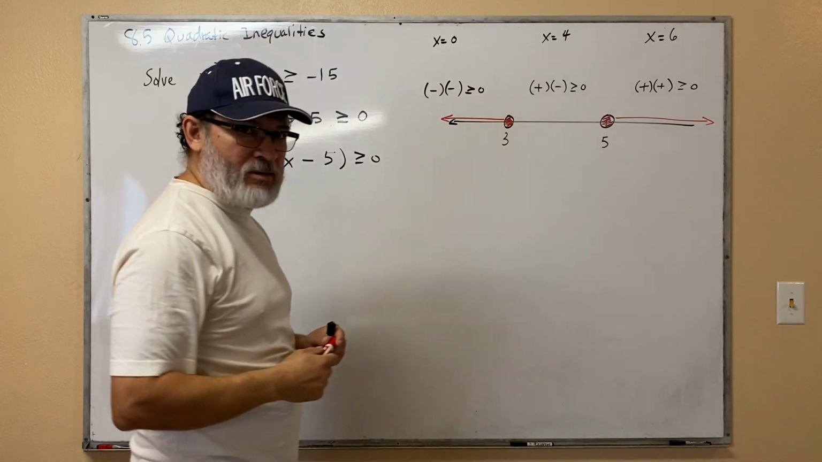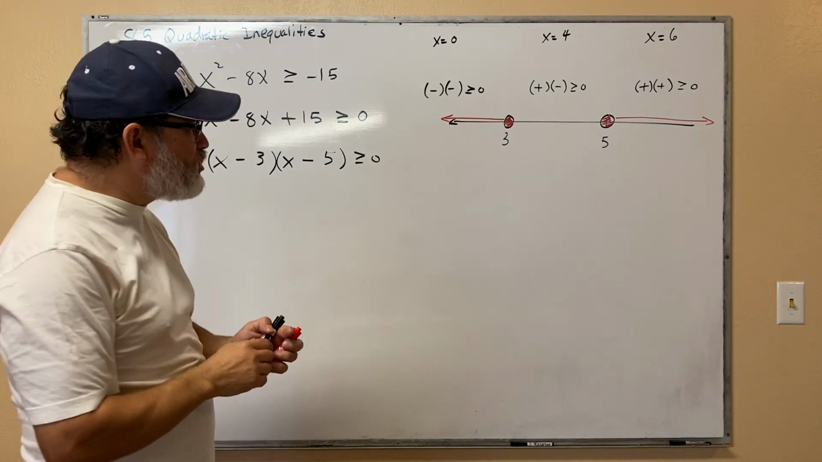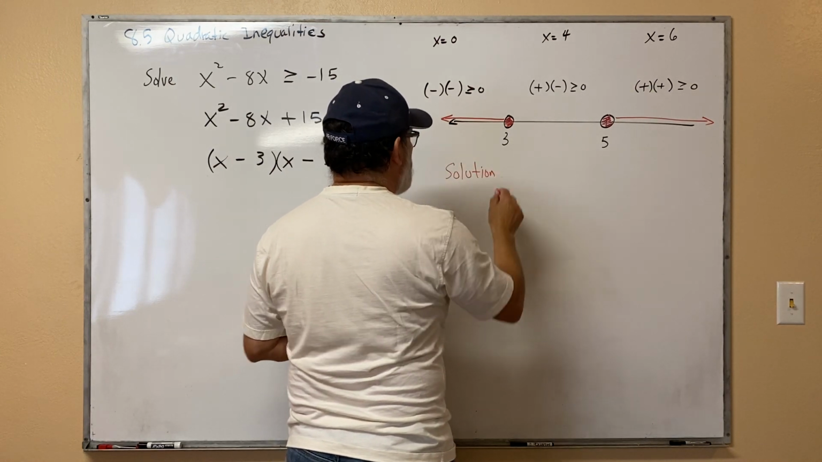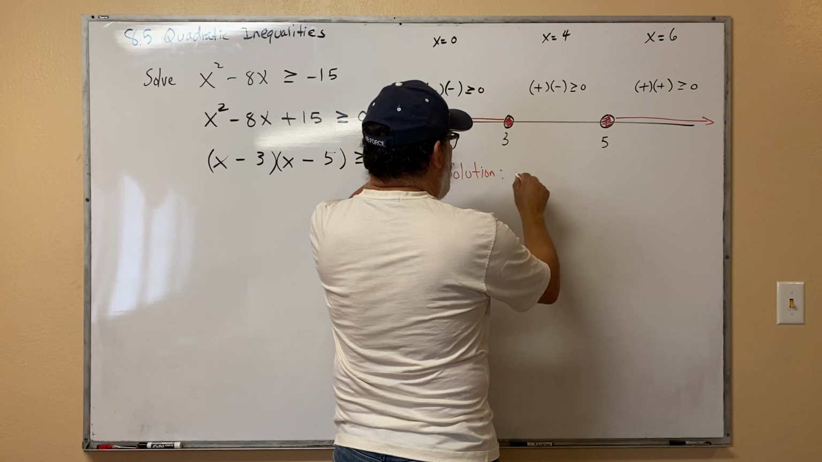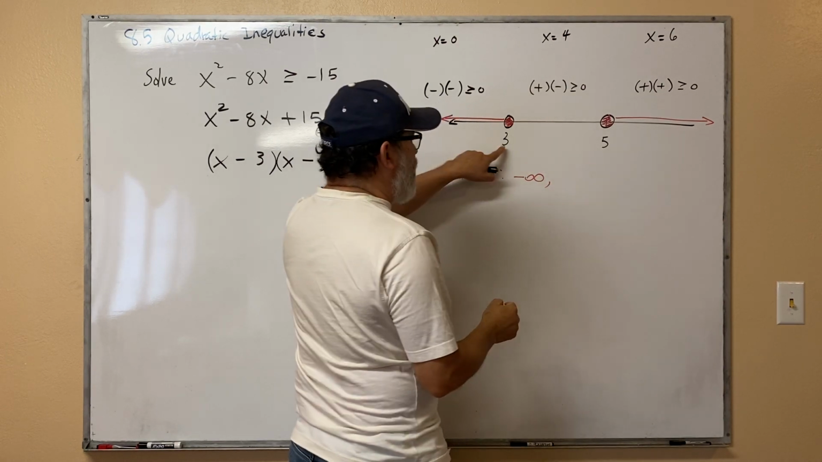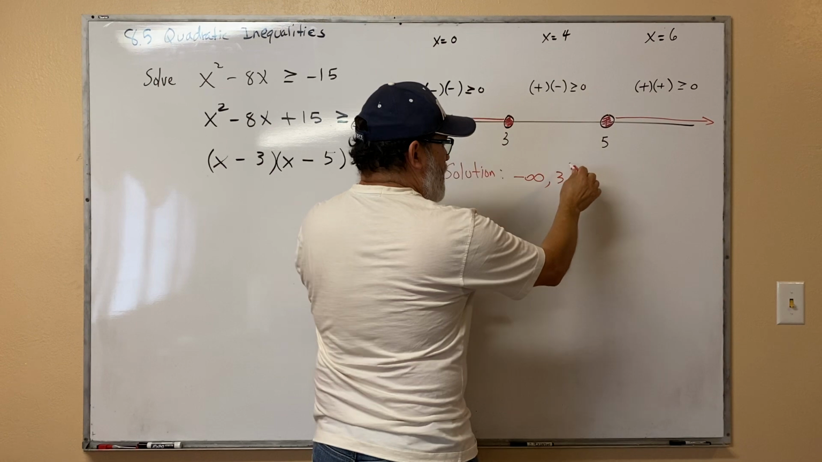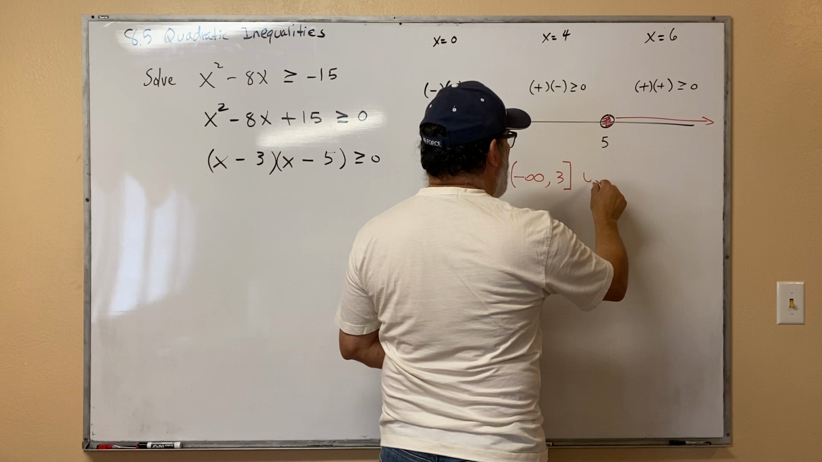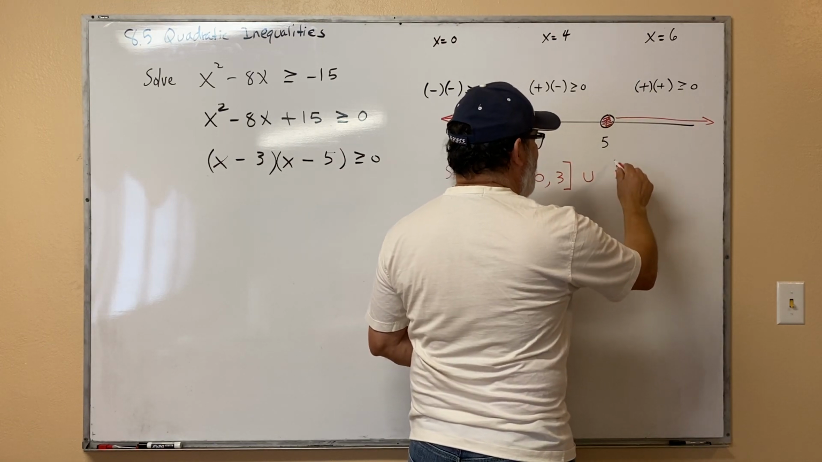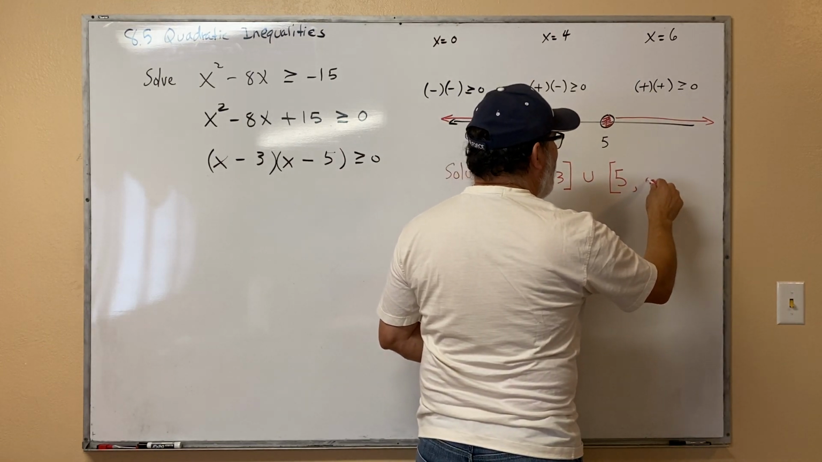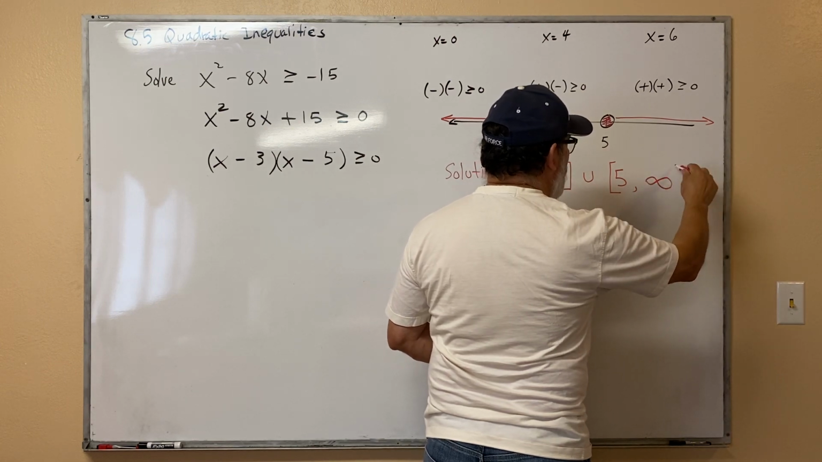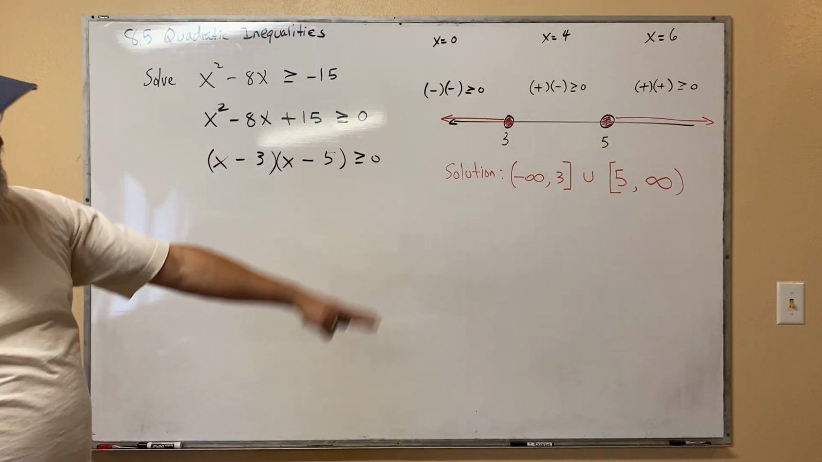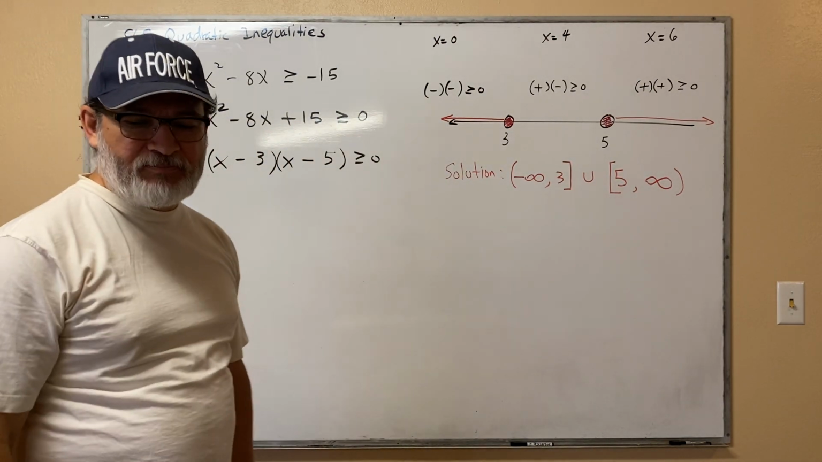That's the solution. In interval notation, the solution is what? From negative infinity all the way up to 3, including, or from 5, including, all the way up to positive infinity, excluding, because you never get there. And that's the solution, good people.